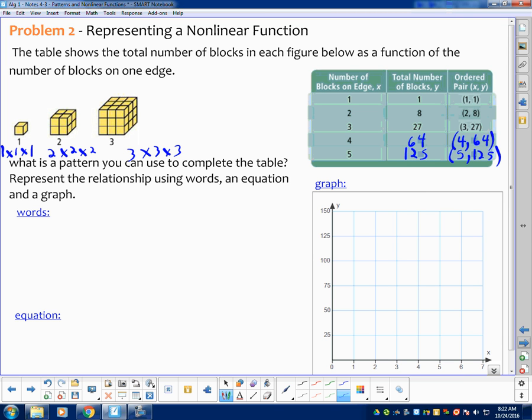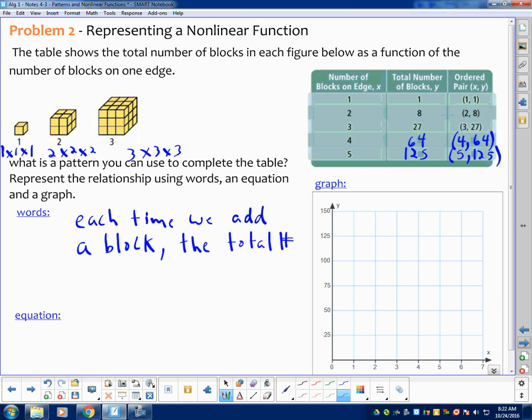Cubing each time. It actually has an equation, but let's describe it in words first. It's the number of blocks on an edge, so each time we add a block, the total number of blocks is cubed. In other words, we take x and cube it. It's y equals x cubed is our graph.